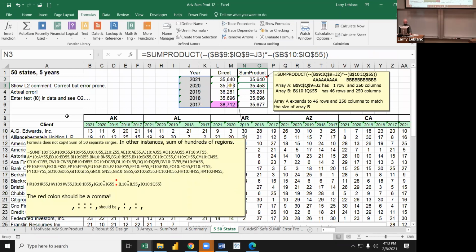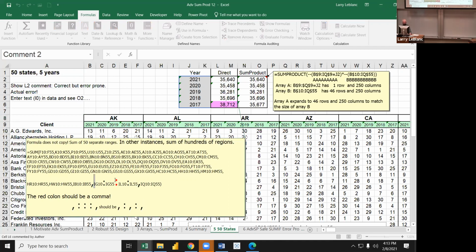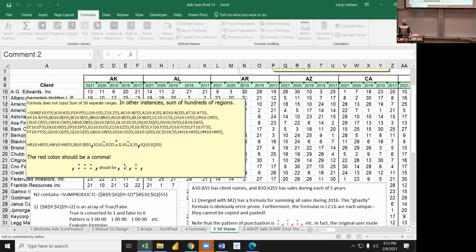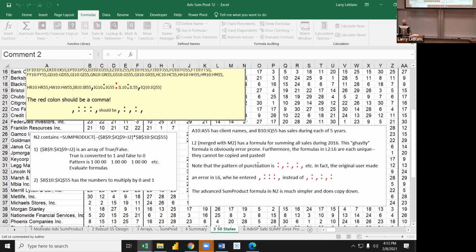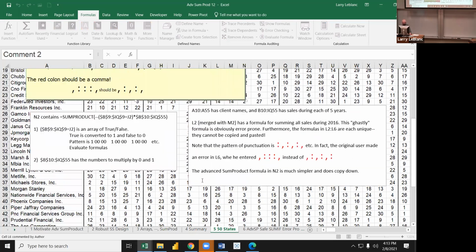All right, now let's take a look, big picture. The formula does not copy; it is a sum of 50 separate ranges, one for each of the states. In another example, you might have 50 or even 200 or 300 vendors. You'd have a column for each vendor in a 5-year period or a 10-year period. There's the formula. Colon, comma, colon, colon, comma is wrong. That should be that. I've repeated that right there.